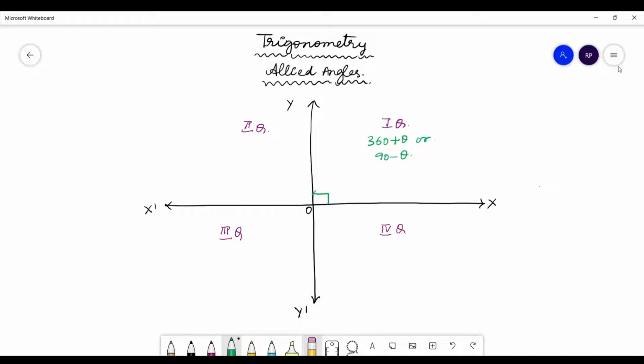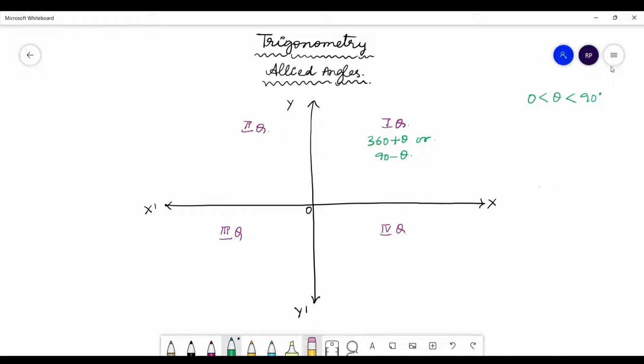And 90 degrees, if I just subtract some angle theta, that also is going to lie in the first quadrant itself. So 90 degrees minus some angle theta will always be in the first quadrant. Theta will be almost between this, right? So if you take 90 minus 89 degrees, that will lie in the first quadrant itself. Okay, so if you take 360 plus 1 degree, that will lie in the first quadrant itself.